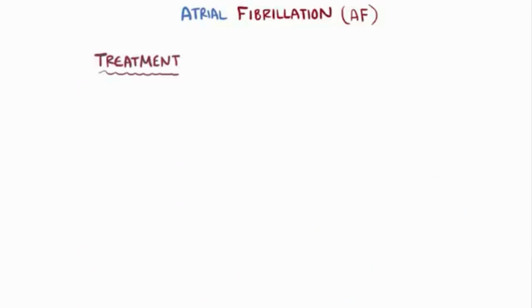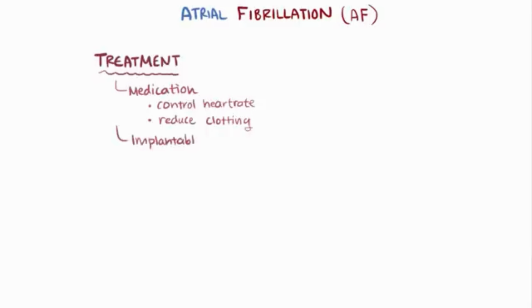Since AF is caused by such a diverse range of issues, treatment is generally different from patient to patient. Certain medications that help control the heart rate might be given, or medications that reduce the likelihood of blood clot formation and therefore prevent stroke. Also, patients might receive an implantable cardiac pacemaker, which, by constantly pacing the atrium, can reduce the chance of an AF episode.